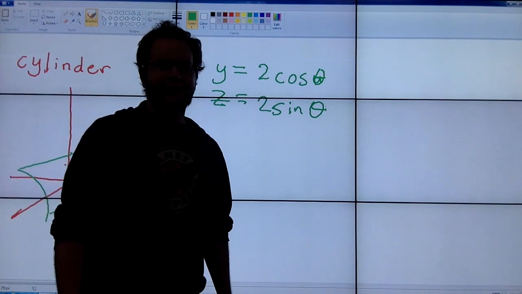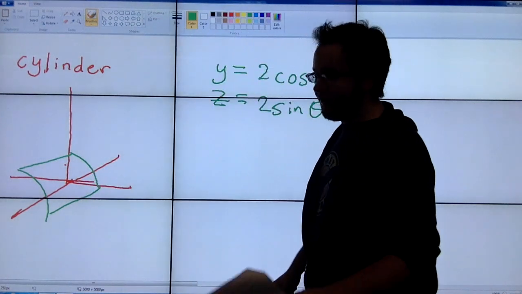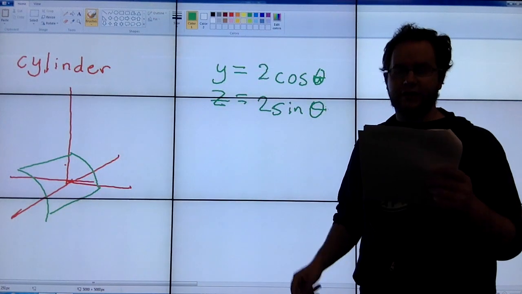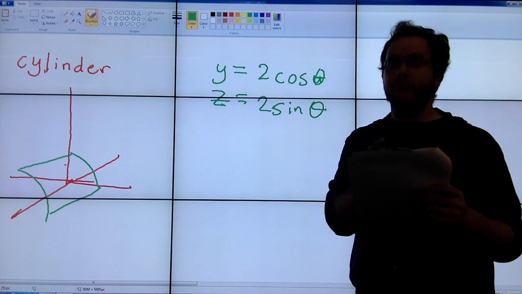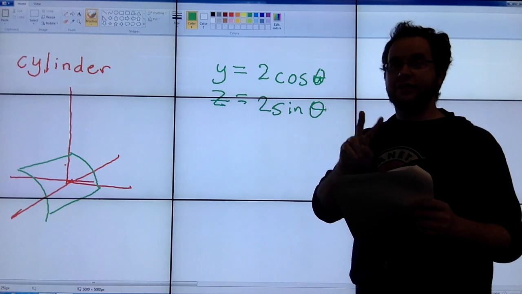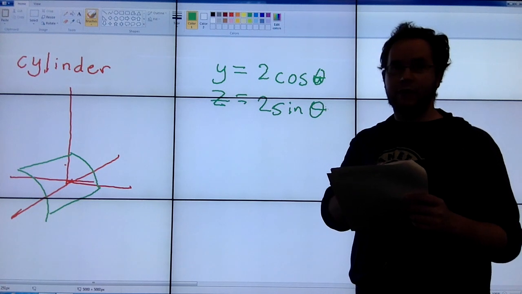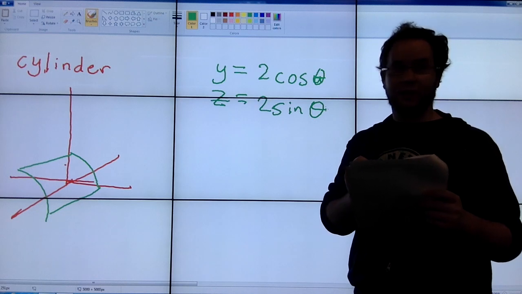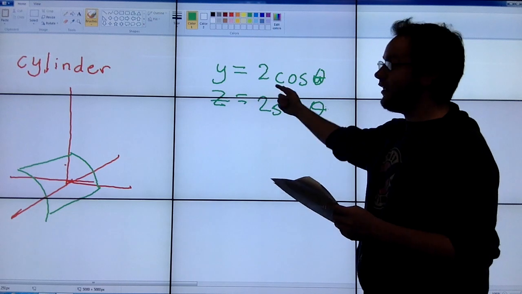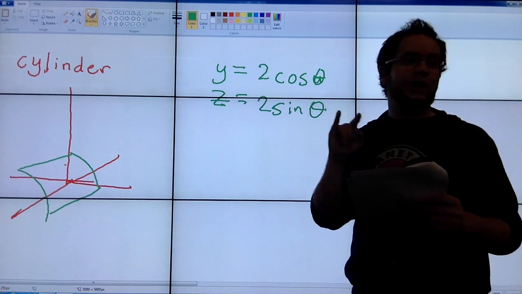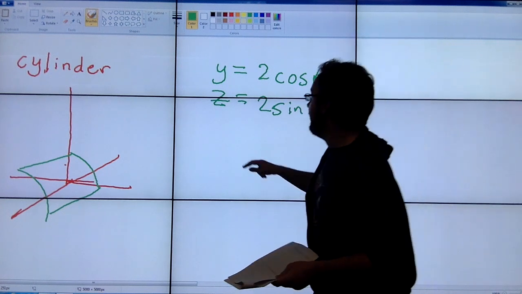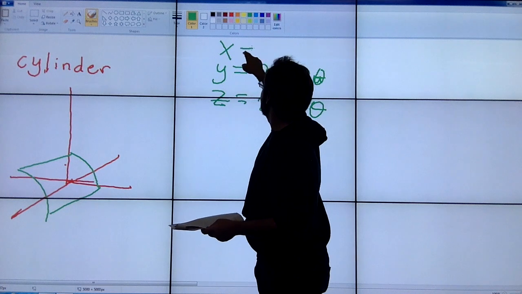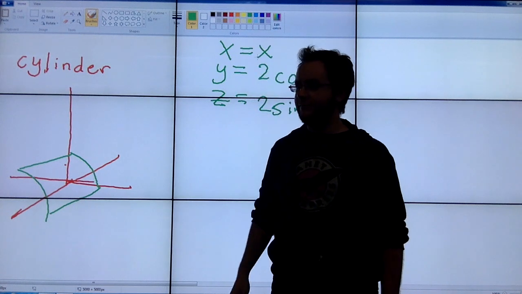How about x? Is there any way that x relates to y and z? Is there any relationship between x and y or x and z provided anywhere in this problem? No, there's not. There's a relationship between y and z, but no relationship between x and y, or x and z. So guess what? X gets its own parameter.